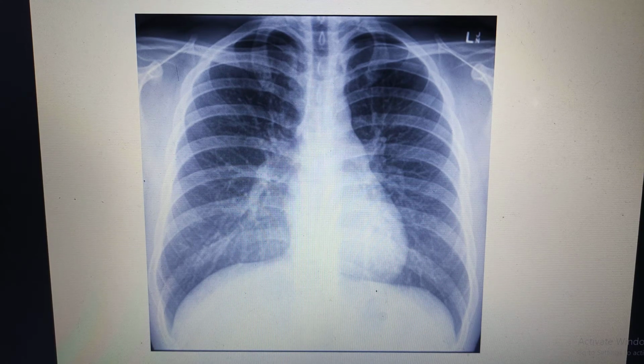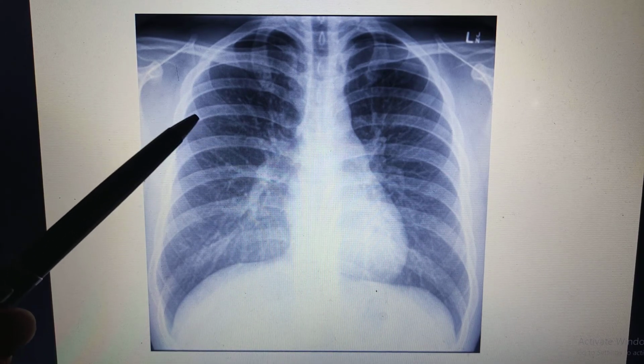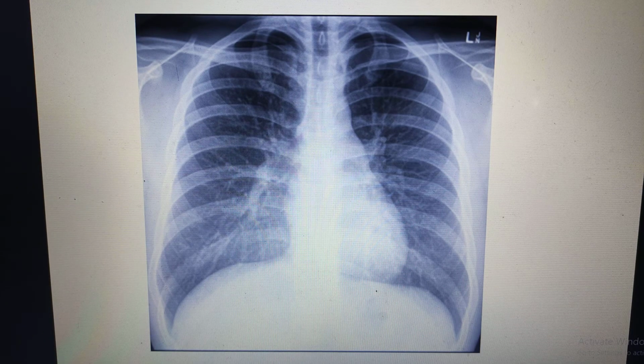Remember, whenever you're reading a chest x-ray, it's not only just radiology. You always have to have the clinical correlation. That means you have to know the history of the patient. Imagine this patient is having tuberculosis. Just by looking at the x-ray, I can say.